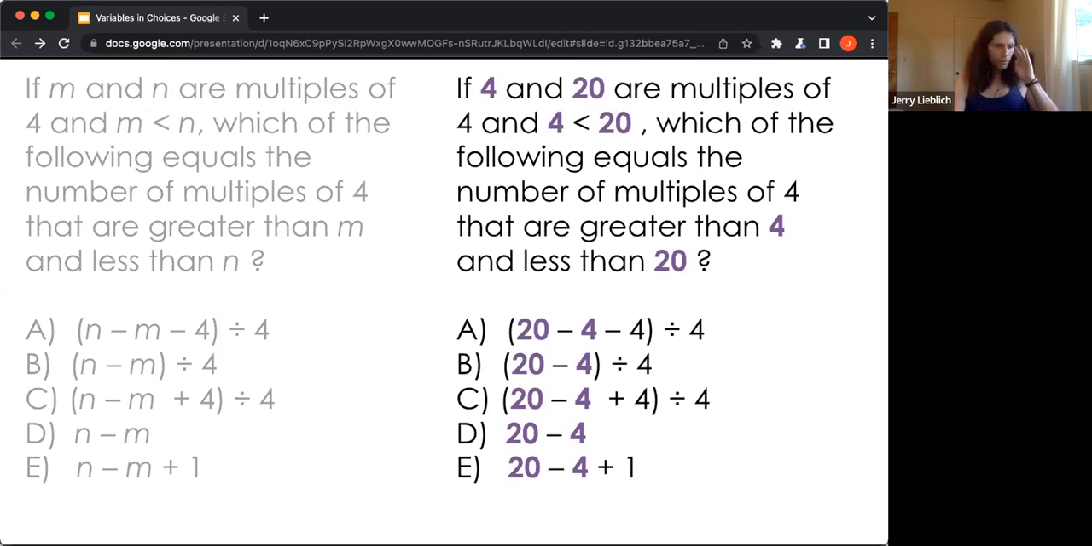All right, so first I want to figure out just what does that mean? Like how many multiples of 4 are between 4 and 20? So I've got 8, 12, 16. That's it. So my target value now is 3. And now I'm going to go through here and just plug in and do the arithmetic. So 20 minus 4 divided by 4, work that out, that ends up being 3.